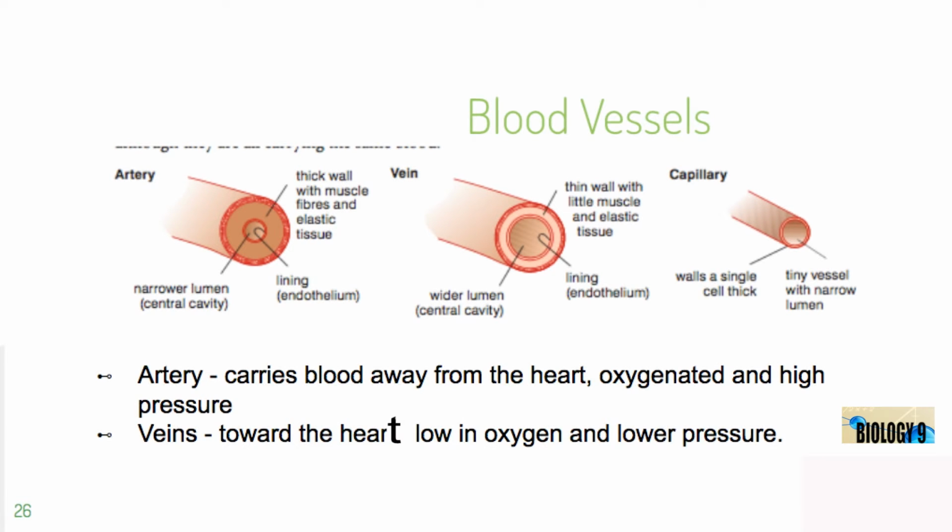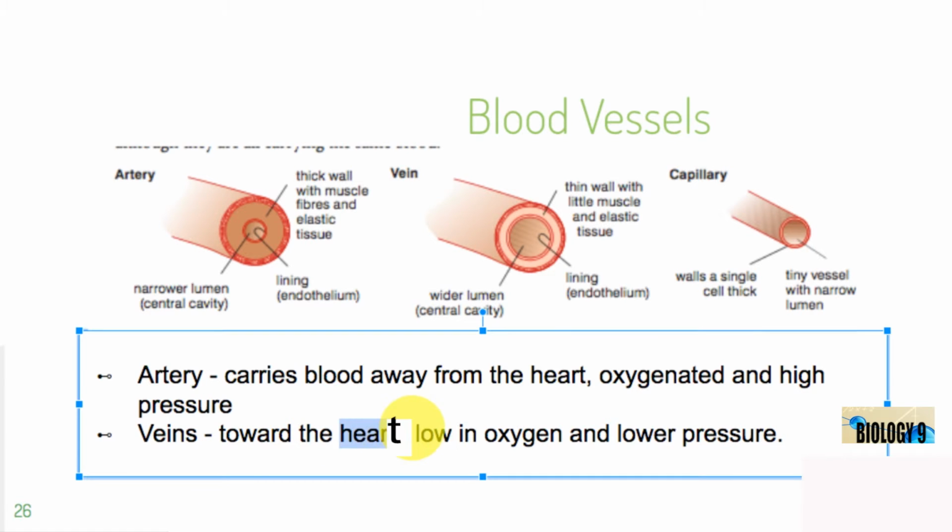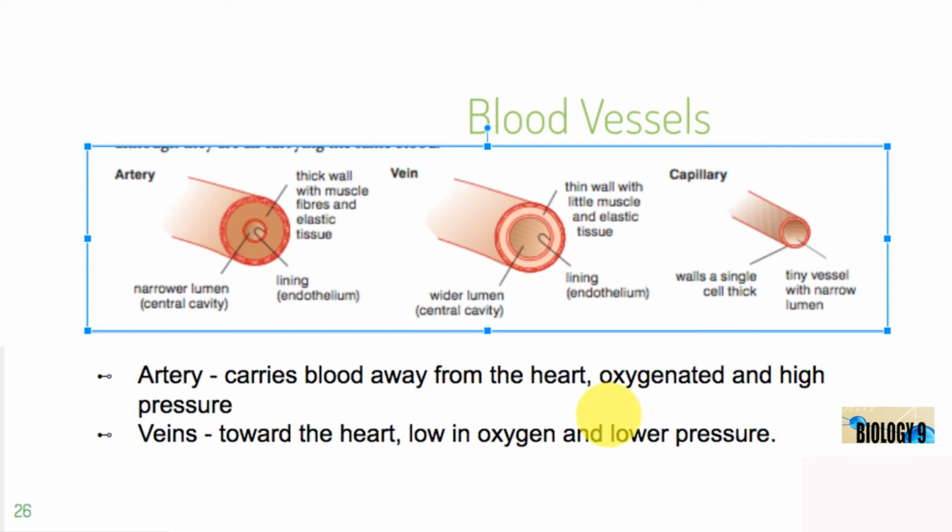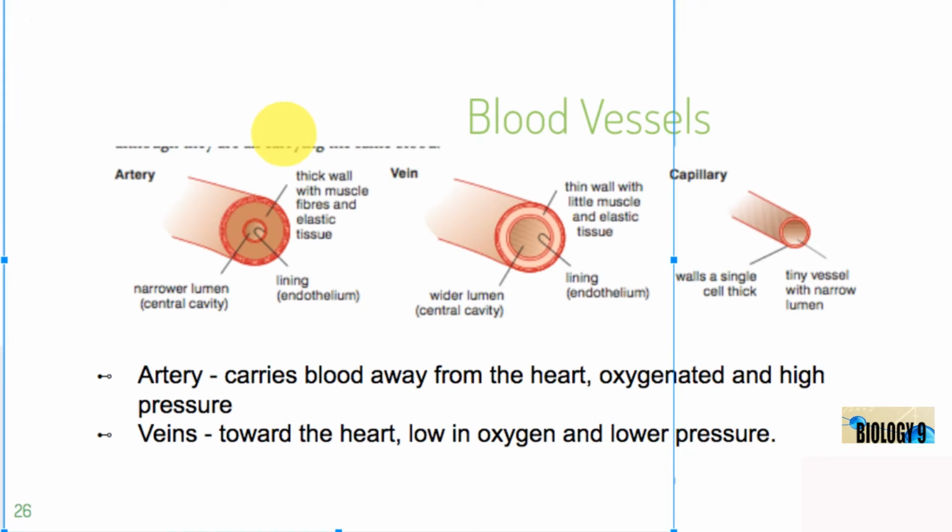Veins are carrying the blood back to the heart. They're low in oxygen and at a lower pressure. Okay. The veins themselves have a thin wall with very little muscle, whereas the arteries have a thicker one. And the reason for that is because this is at a higher pressure, you don't want that to get punctured. And it's very important here that the artery maintains that high pressure.